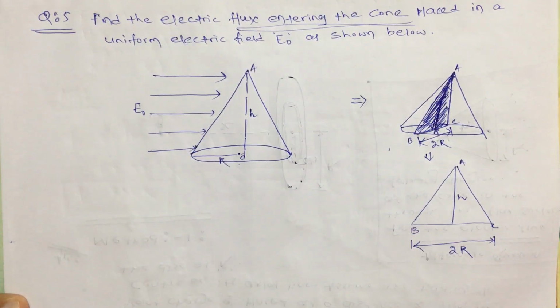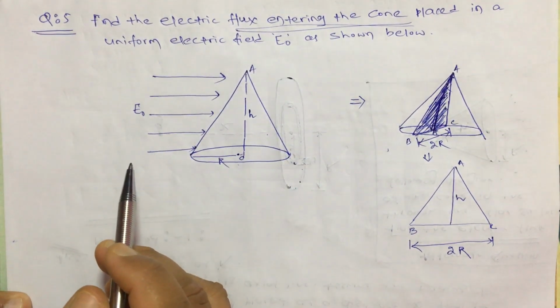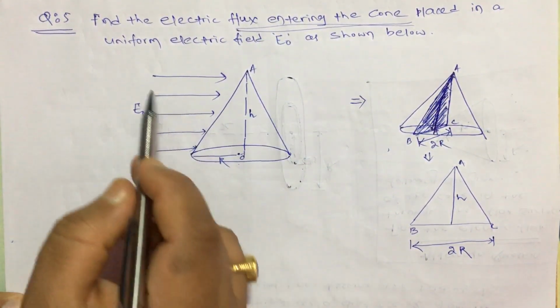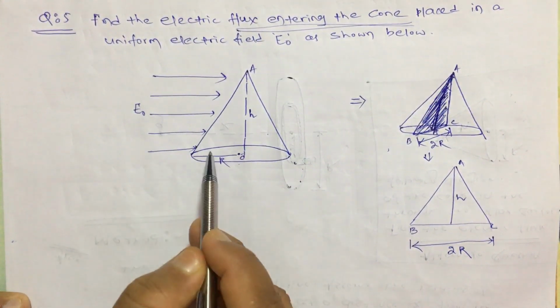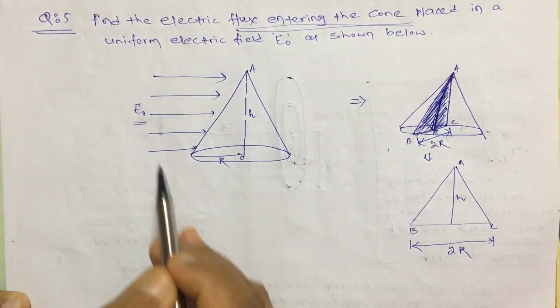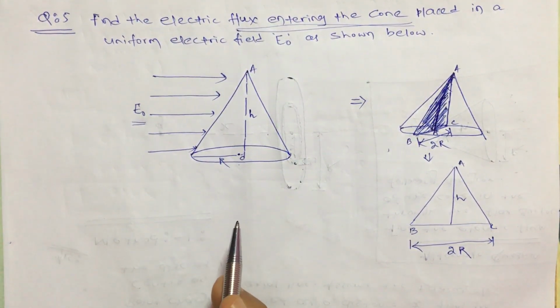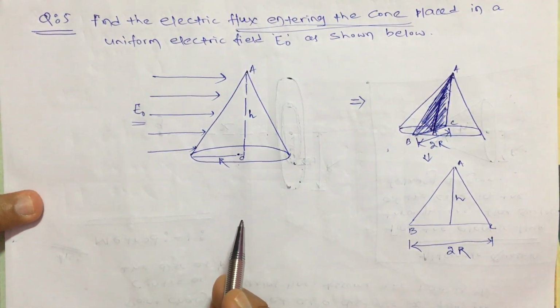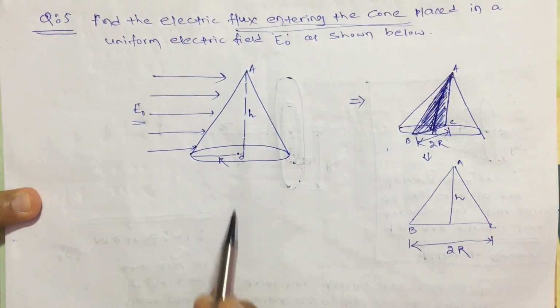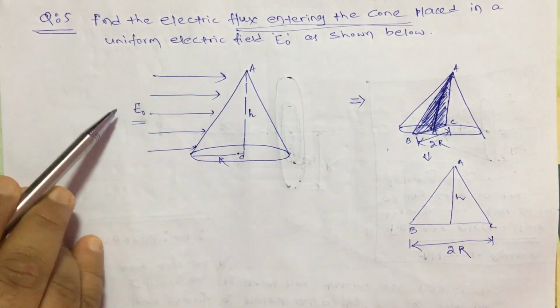Now this is the next question. Okay, you have to find the flux through this curved surface of the cone due to this electric field passing through it. Okay, this is a uniform electric field with magnitude E naught. Now you have to find the projected area first. Okay, but first you have to imagine how the cone will look if we look from this side.